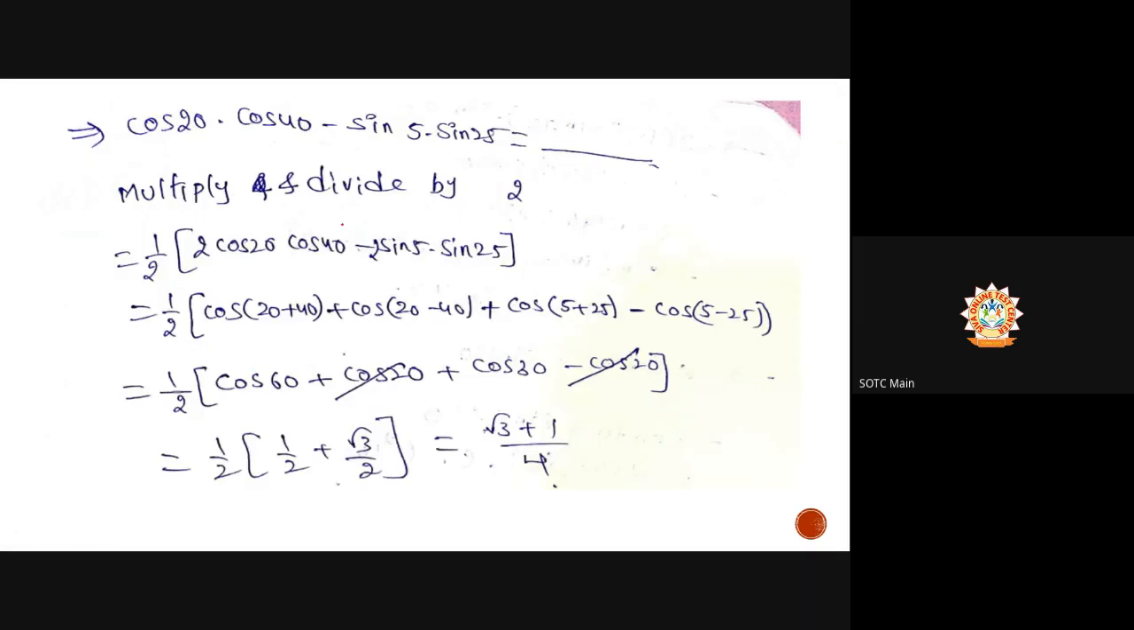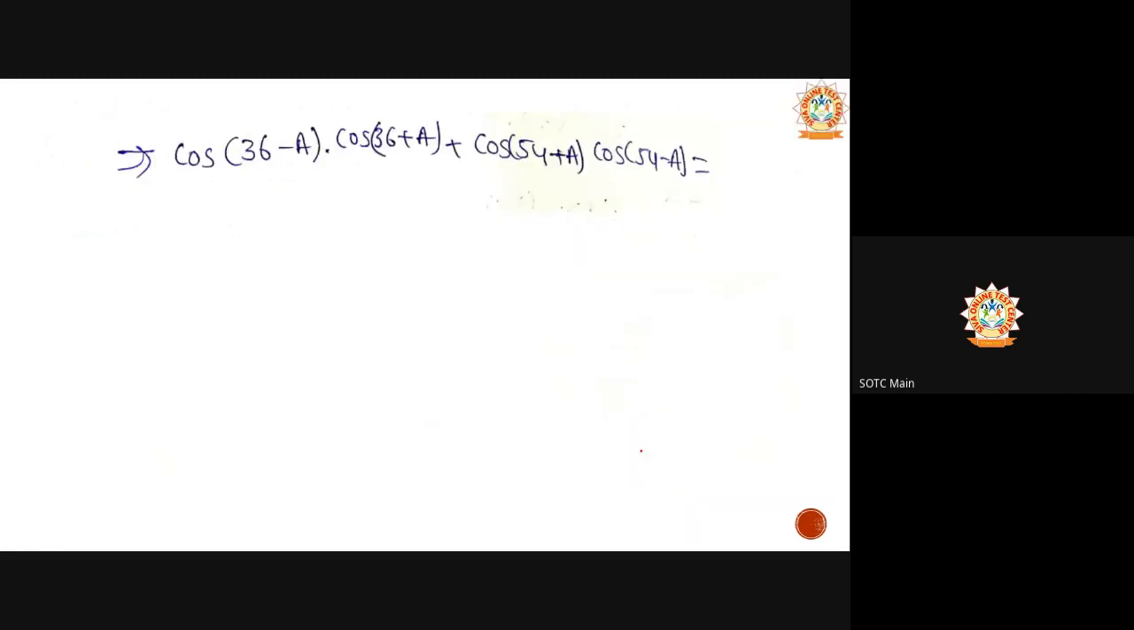So multiplying and dividing by 2. Here 2 cos A cos B, that is cos of A plus B plus cos of A minus B. Plus here minus 2 sin A sin B, that is cos of A plus B minus cos of A minus B. So here plus cos 20 minus cos 20 will get cancelled. So 1 by 2 plus root 3 by 2, it is root 3 plus 1 by 4. Clear? Yes, sir.